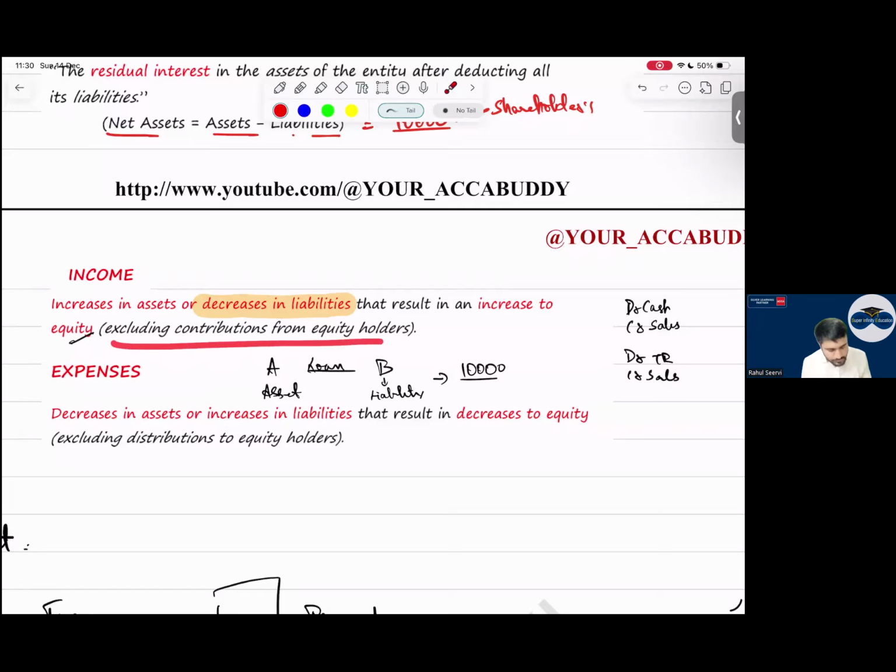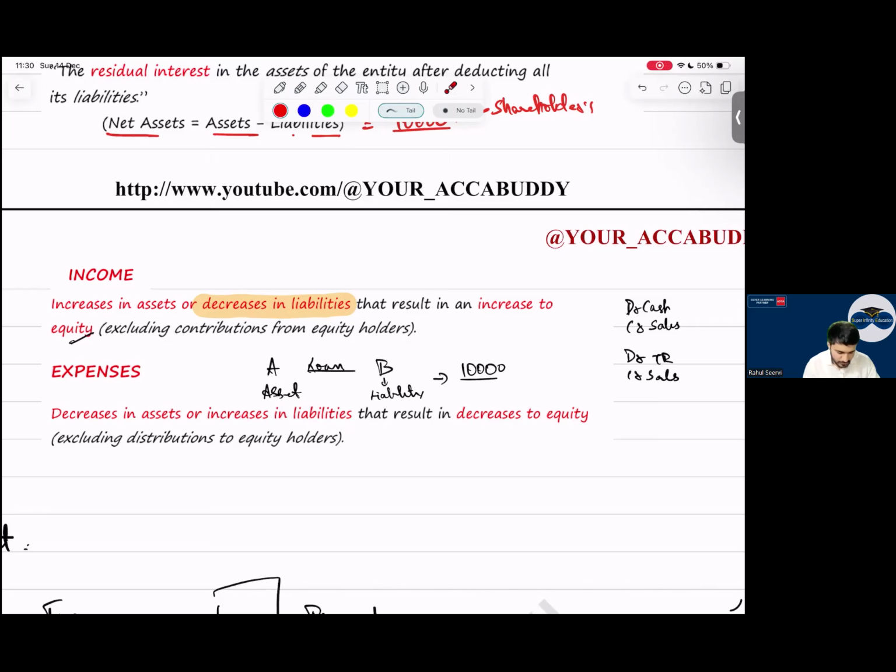And contribution from equity holders. Today, equity holders, shareholders are giving cash to you. It's your company, shareholders are giving cash. Can I say asset is increasing? Whenever cash is given by the shareholders, is it an income? It's not an income, Baba. It's a capital contribution. So cash is increasing. Is that an increase in asset? But will that be an income? No, Baba. Contribution from equity holders will never be your income.